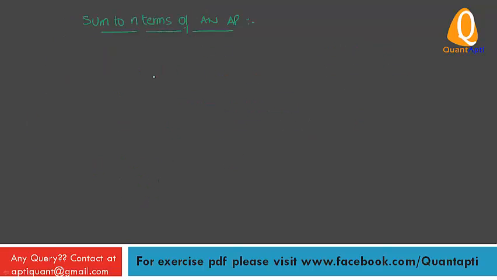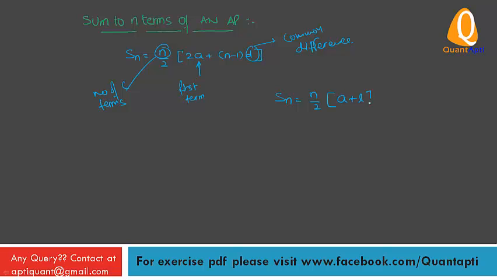Now, sum of n terms of an AP. The sum of n terms of an AP, Sn, is given by n by 2 into 2a plus n minus 1 into d, where n is the number of terms of an AP, a is the first term of an AP, d is the common difference of an AP. If you don't know the common difference, then there is another formula, that is Sn equal to n by 2 into a plus l, where l is the last term of an AP.